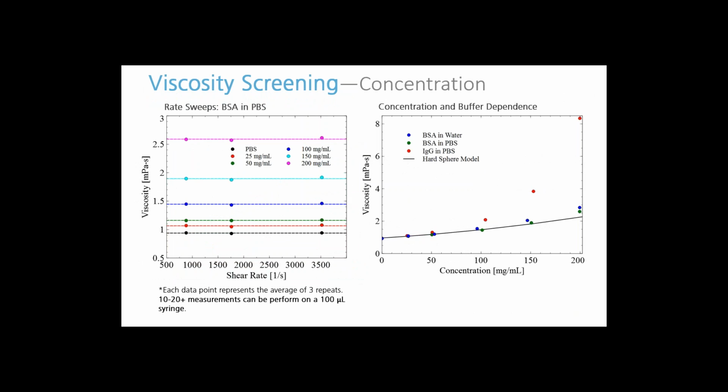Next, I want to move on into examples of viscosity screening or viscosity fingerprinting. The first one that I want to show is how the viscosity is affected by concentration and formulation. So in the figure on the left, you can see different concentrations of BSA in PBS at different shear rates. In this case, concentrations are relatively low, and you can see how all solutions behave in a Newtonian way. You can see how viscosity increases with concentration, as you would expect.